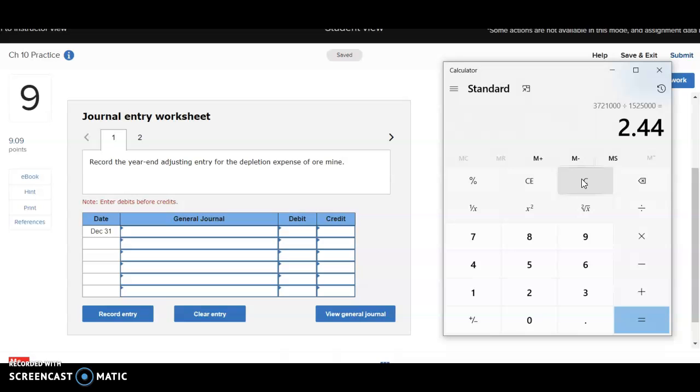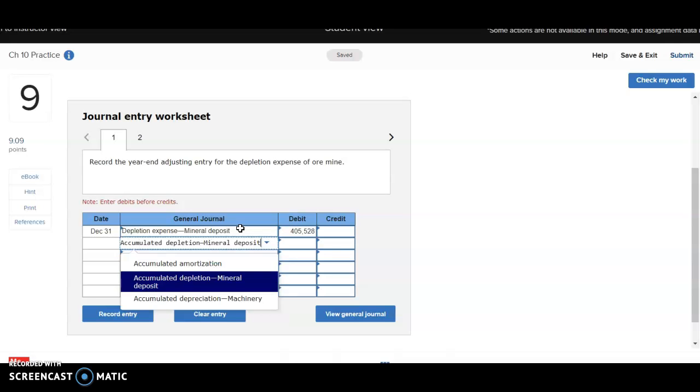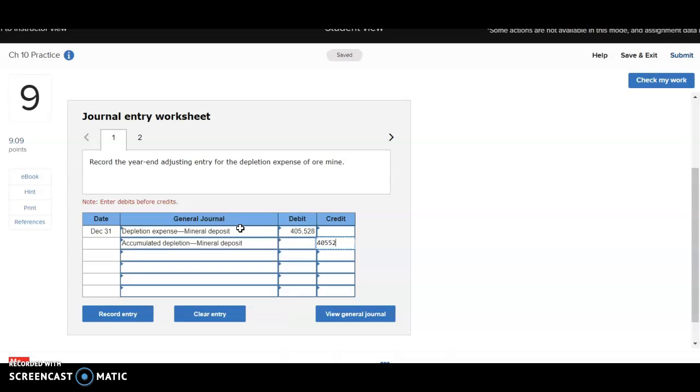Well, it tells us in the problem that Montana mines and sells 166,200 tons of ore during the year. So we're going to multiply that 2.44 times 166,200, and we're going to be depleting $405,528. The entry, just like for depreciation, we debited depreciation expense and we credited accumulated depreciation. For depletion, it's the same concept, just different wording. So we're using depletion expense and accumulated depletion for $405,528.